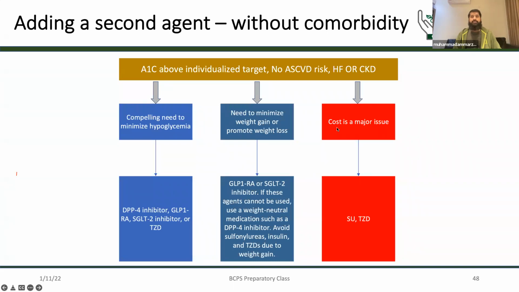If the cost is a major issue, then sulfonylureas and thiazolidinediones are treatments of choice because they are very cheap. So you have to individualize the therapy depending on the patient's needs, whether the patient is obese, whether the patient has chances of hypoglycemia, or cost is a major issue for the patient.